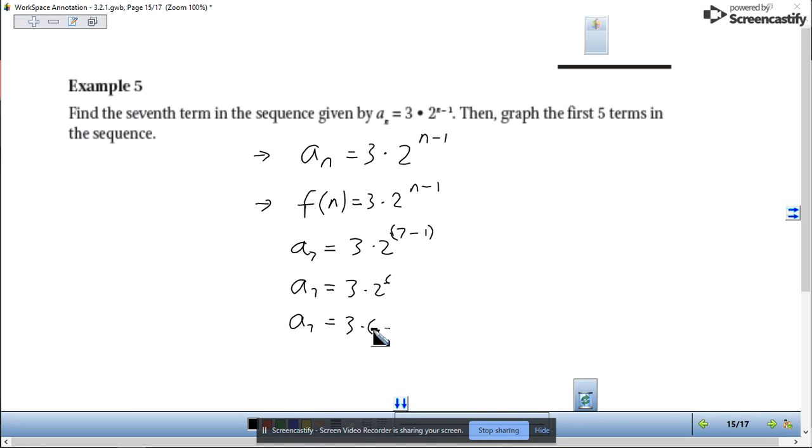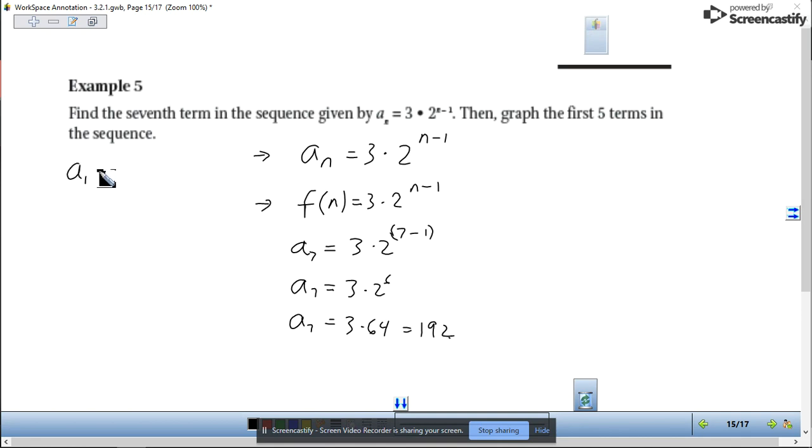So this is 3 times 64, which is 192. Now it says graph the first 5 terms in this sequence. So let's figure out what the first 5 terms would be.